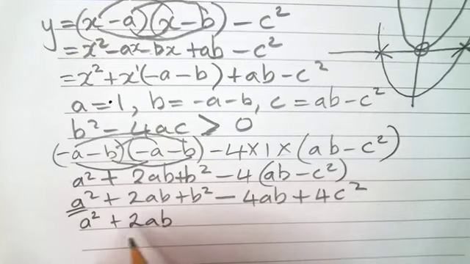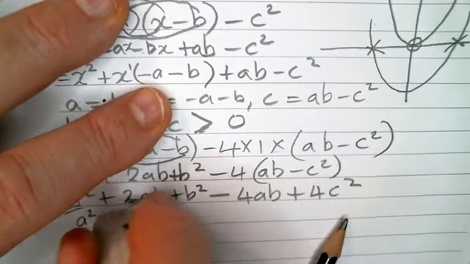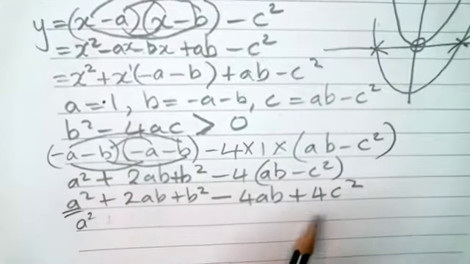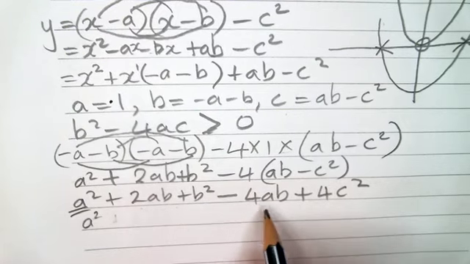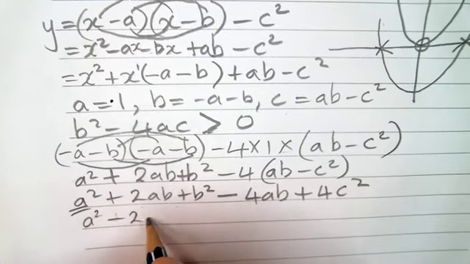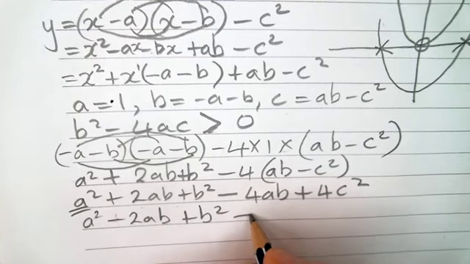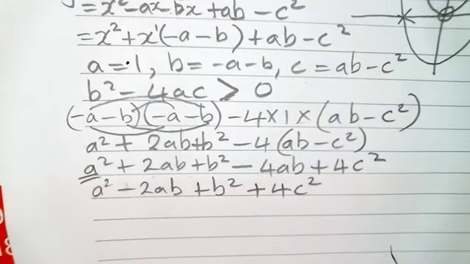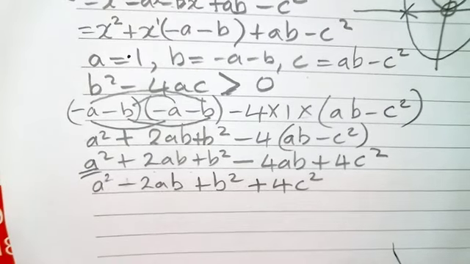2ab. Oh, wait. No, before we do that, I think we should collect like terms so we can see what we're actually doing here. So we've got a squared. I've got 2ab minus 4ab is minus 2ab plus b squared plus 4c squared. All right, so now that's better. So now we've condensed it a little bit more. Let's go ahead and complete this part of the square.